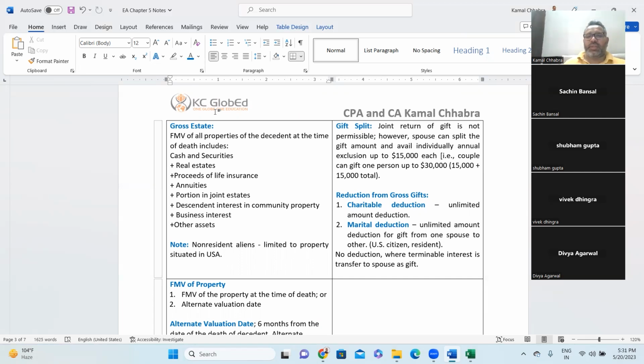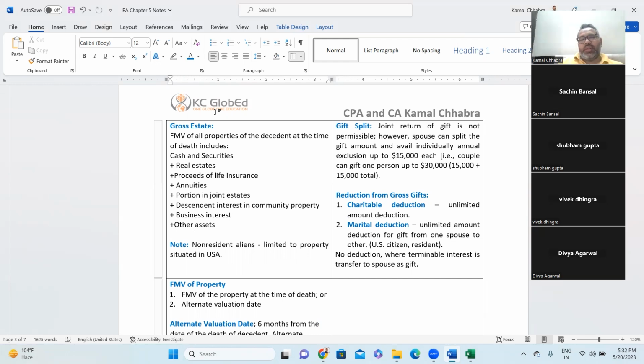Make sense? What is the estate? The estate includes all assets of the individual at the time of his or her death. That asset may be cash, securities, real estate, proceeds of life insurance, annuity, joint portion of an estate, interest in business, any other assets, right?